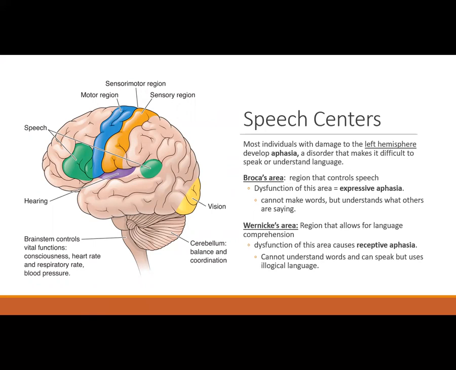Wernicke area is the region that allows for language comprehension. Dysfunction of this area causes receptive aphasia: they cannot understand words, and can speak but use illogical language. So this first person is someone who understands what you're saying, they just can't speak it outwards. This person has no idea what you're saying. It's like you're speaking a foreign language to them, but they will speak something that's illogical.